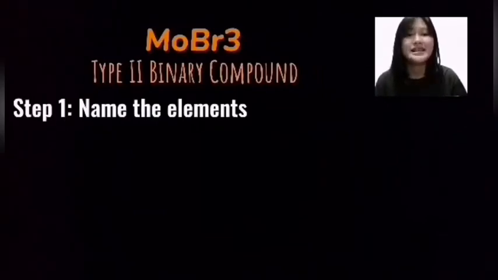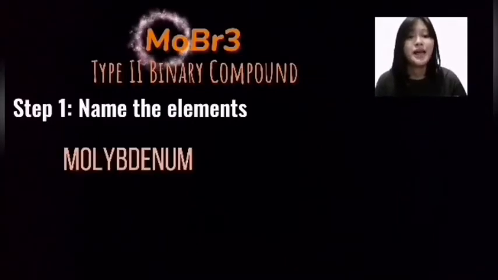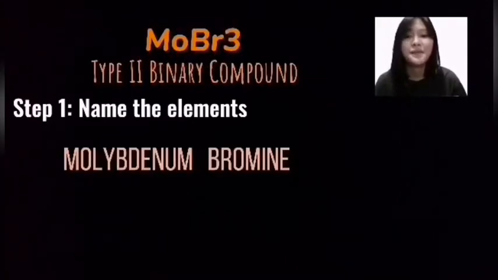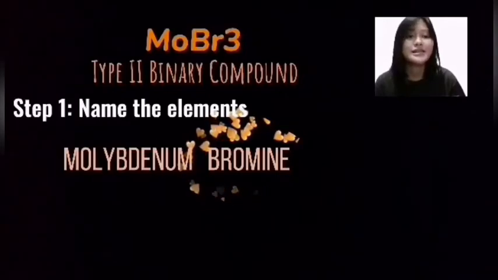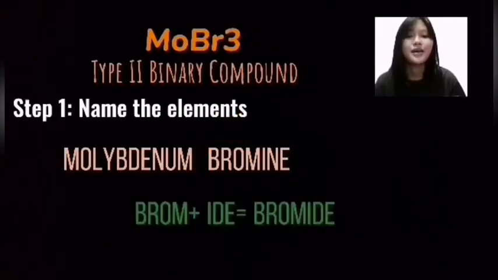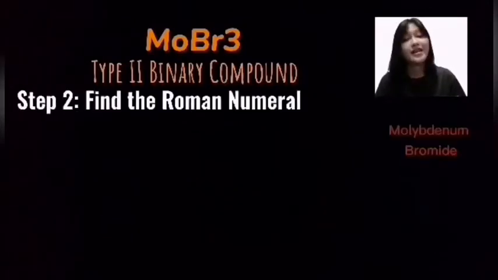So molybdenum is not in the first or second column of the periodic table, so therefore we need a Roman numeral in naming. Mo is molybdenum and Br is bromine. In naming the second element, find the root and add IDE, so we already have molybdenum bromide. Second step, find the Roman numeral. In order to find the Roman numeral, we need to follow the following steps.